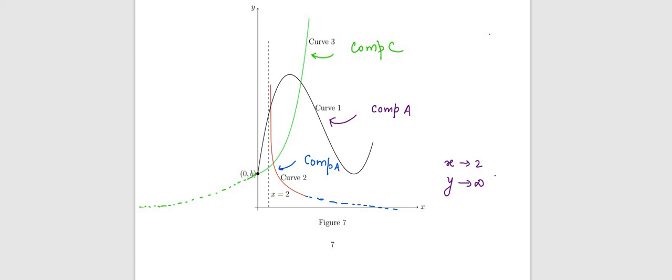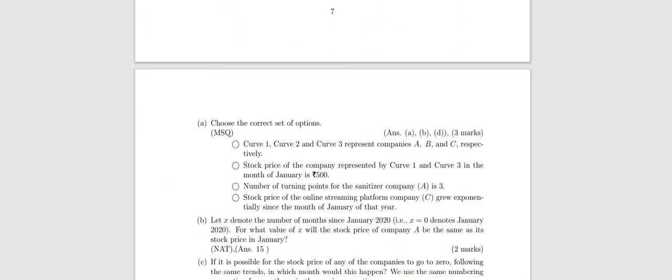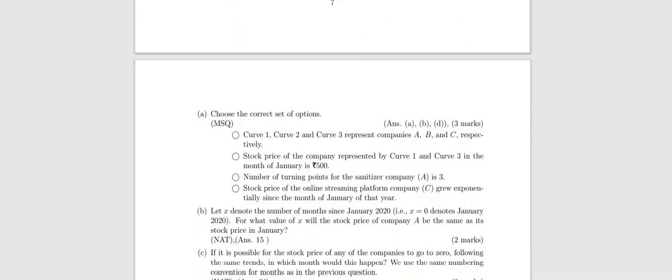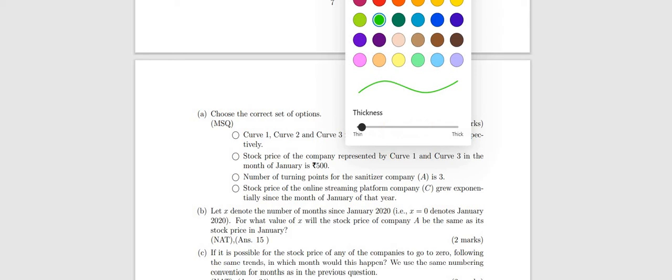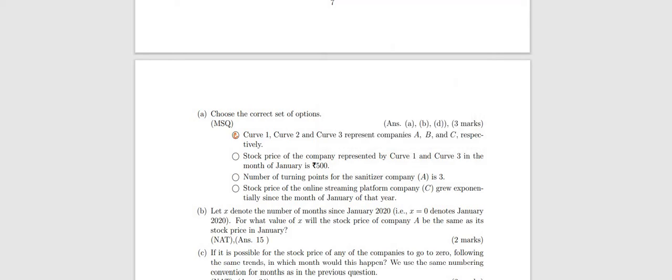So if you know how to visualize the curves, you will be able to know how to proceed with the question. The same thing will happen in these questions that you will be seeing. Now I already explained how curve 1, curve 2 and curve 3 represent companies A, B and C. So option A is going to be absolutely correct.